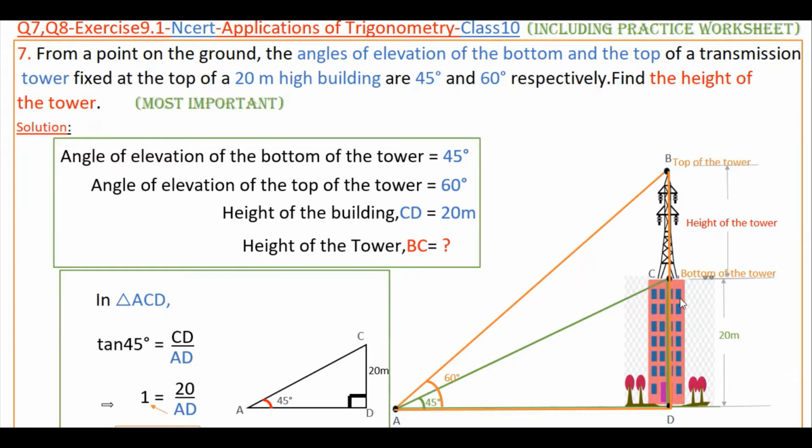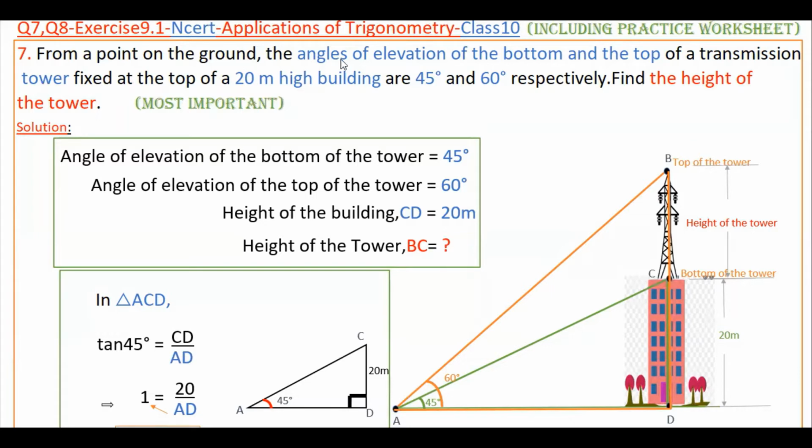So if you see here, this is the building and the height of the building is given, that is 20 meters. So a 20-meter high building, and a transmission tower is on the top of this building. So this is the top of the tower and this is the bottom of the tower. And if you see from a point on the ground level, this is the ground level. And if you take a point, for example, here A is the point. If you see from this point to the bottom of the tower, the angle of elevation is 45 degrees. And to the top of the tower, the angle of elevation is 60 degrees.